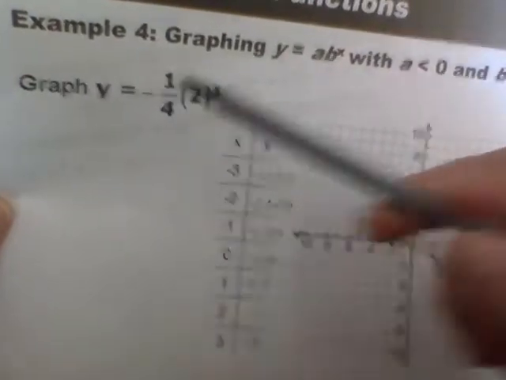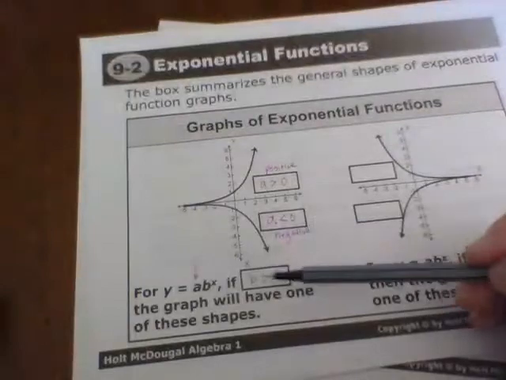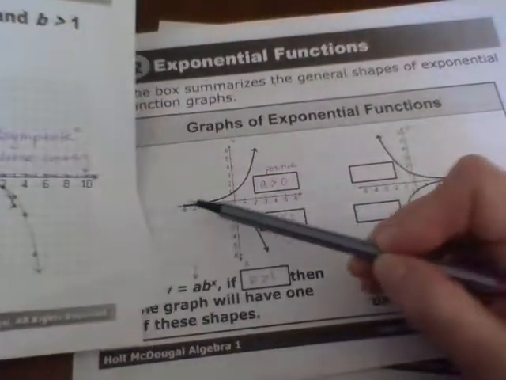The next example that we did started at 0 but went down. And again, that's because the a value was negative and the b value was still greater than 1. So again, that's why it followed this trend or this one here.